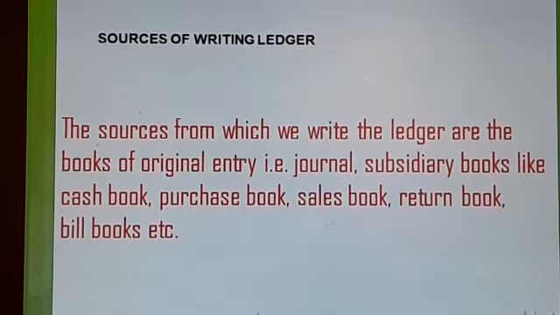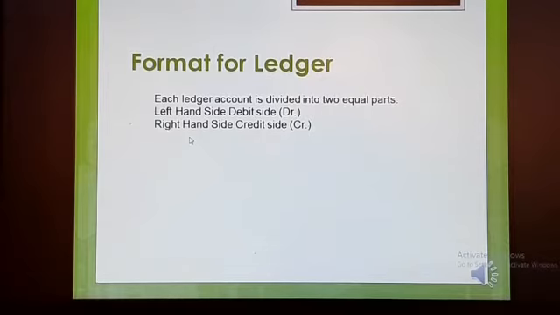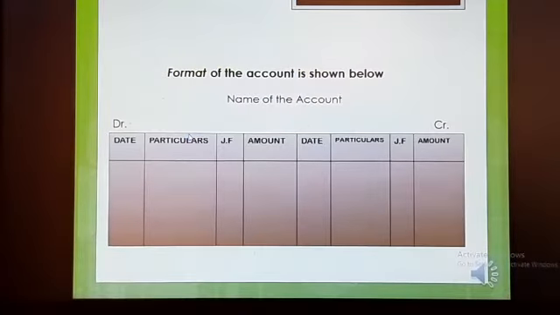I will show you the format for ledger. Before we make this ledger, we must remember these points. Each ledger account is divided into two equal parts, left hand side and right hand side. The left hand side is known as the debit side and the right hand side is known as the credit side. Before we make any ledger, we must write the name of the account. It can be Ram account, Rahim account, cash account, etc.